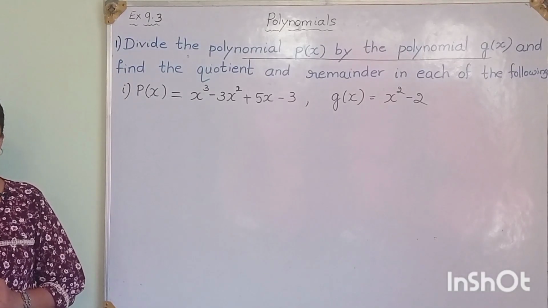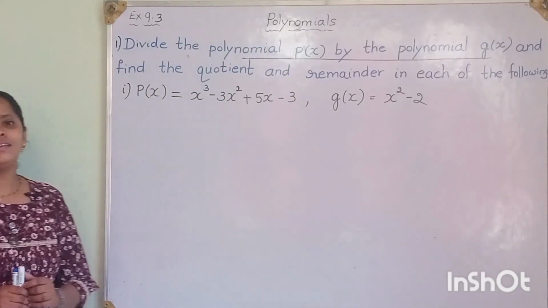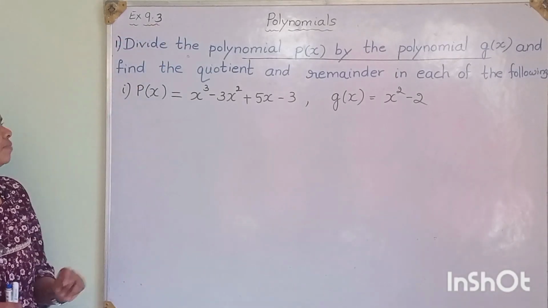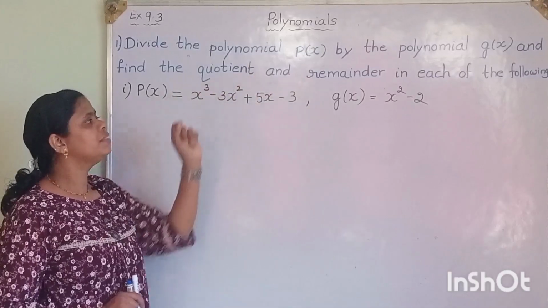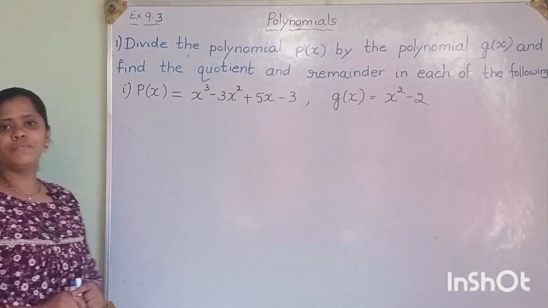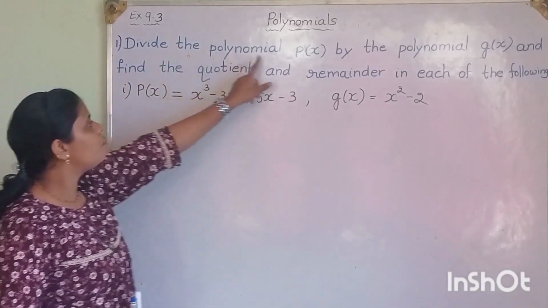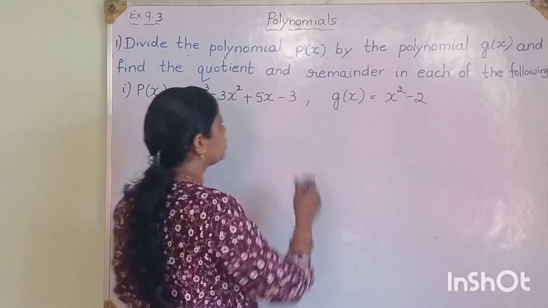Today we are solving the problems on polynomials, Class 10 NCERT syllabus, exercise 9.3, first question. Divide the polynomial p of x by the polynomial g of x and find the quotient and remainder in each of the following. Now look at this. Divide the polynomial p of x by the polynomial g of x.